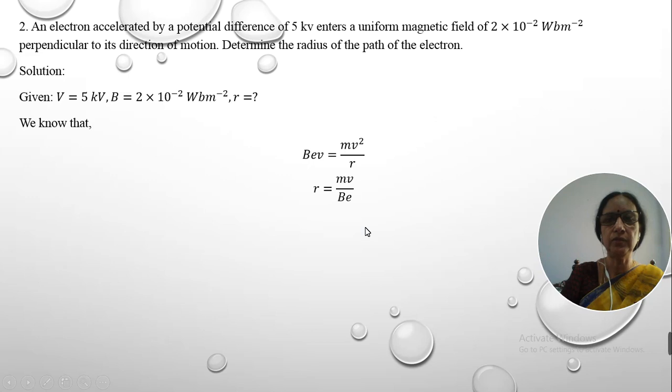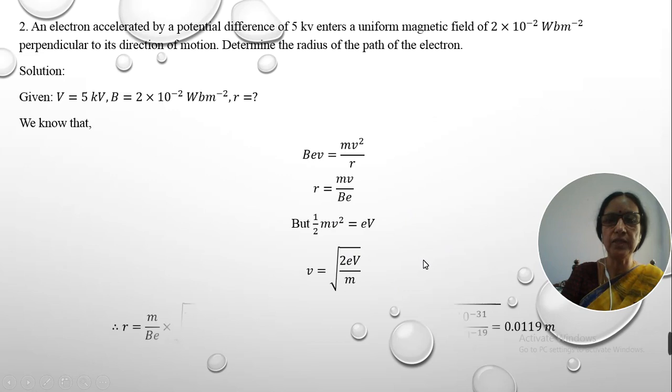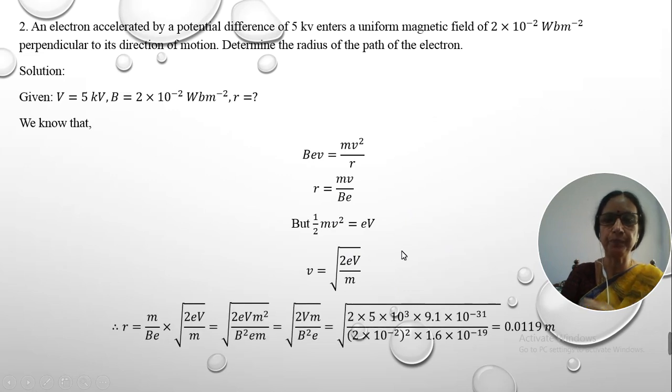Write down the formula. But one thing here: what is asked is to determine the radius of the electron's path. Radius is to be determined. m into v is not given directly. So first we need to calculate the velocity in terms of the energy. Velocity is not mentioned directly as in the previous problem.